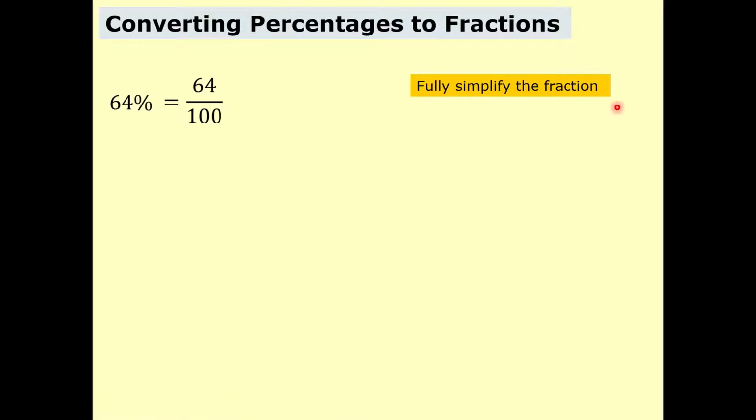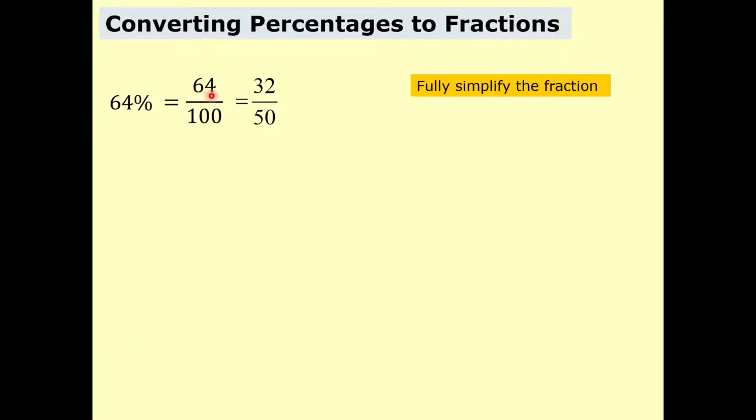So similar to the very first example we looked at, if we have a percentage, we know that all percentages are out of 100, so we need to write that as a fraction over 100. Once we've got to this point, we have a fraction and we're just going to use our skills of simplifying a fraction. So 64 and 100, what can we divide both of them by? So we need to make sure we're fully simplifying the fraction.